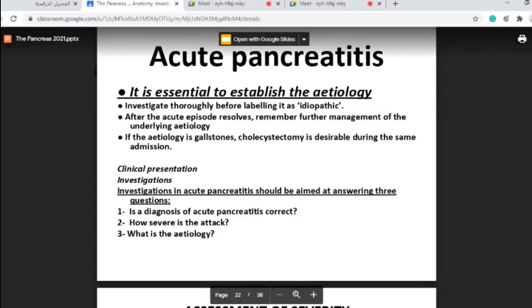We have two parameters to assess the severity of acute pancreatitis. And third, we should ask about the etiology of acute pancreatitis, because we should treat the primary cause, like gallstones, autoimmune disease, drugs, etc. Because without treating the main primary pathology, there will be recurrent attacks causing destruction of the pancreas with a lot of bad sequelae. So in the investigation of acute pancreatitis, you should answer three questions. Number one, is the diagnosis correct? Number two, how severe is the attack? And number three, what is the etiology?